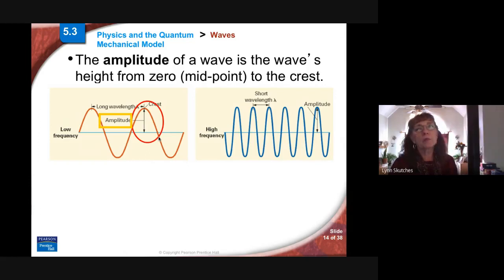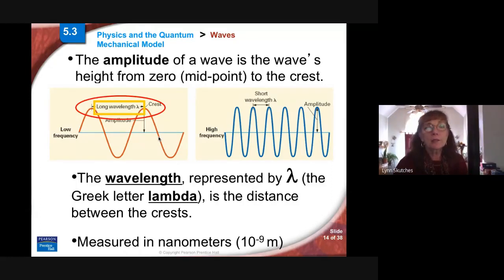Again, the amplitude is how high above that imaginary middle point you reach. With sound waves, that's directly correlated with volume. With light waves, it's more correlated with brightness. Long wavelengths have greater distance between crests. Short wavelengths have less distance between crests.